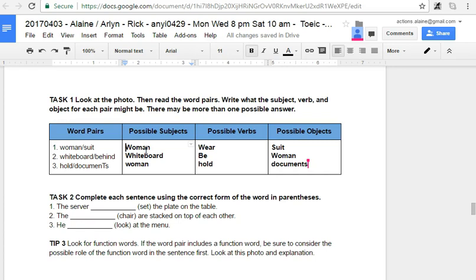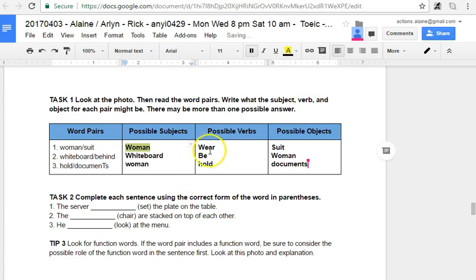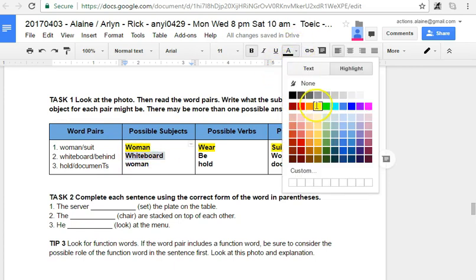All right, so let's go ahead and check your answers. For number one, you answered possible subjects were woman. Very good, this is correct. Next, your possible verb will be wear. Very good. And lastly, the possible object will be suit. Very good. Now, for number two, whiteboard is your subject. Very good.